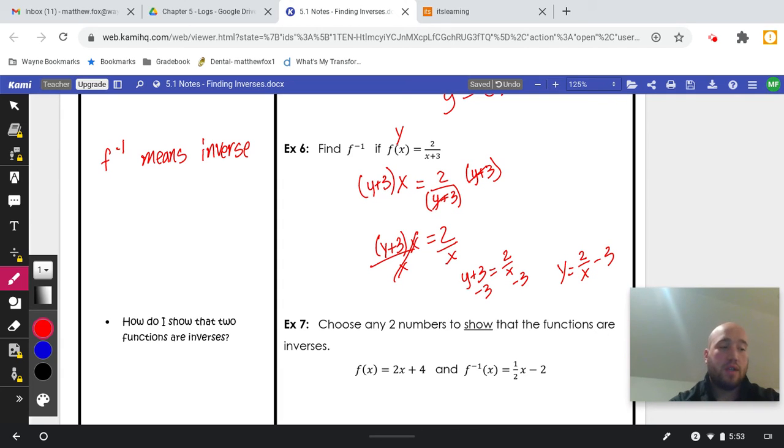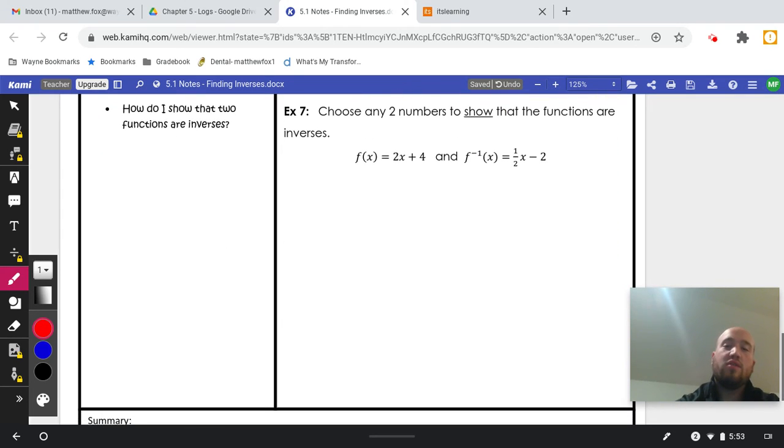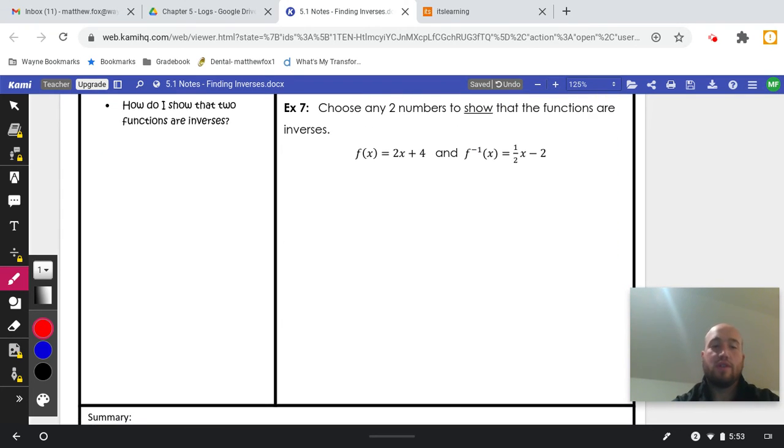So the final thing I want to do, example 7 today, it just says choose any two numbers to show that these functions are inverses. So all we got to do is just pick any number, and then we're going to plug the x value into f of x. Whatever we get, we're going to switch that y back to the x value and plug it into f of negative 1, or the inverse.